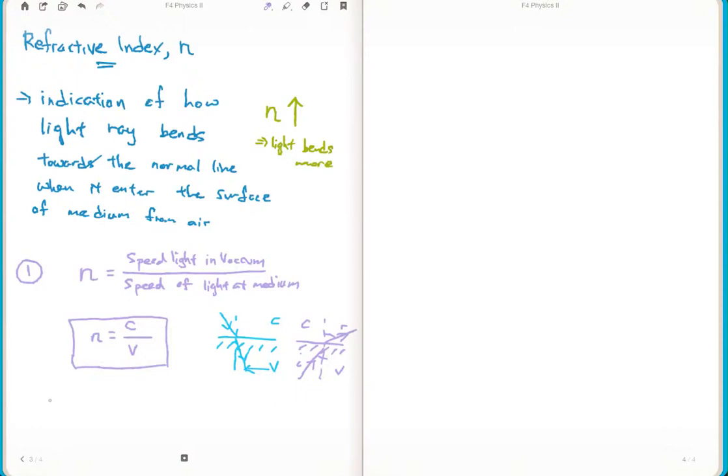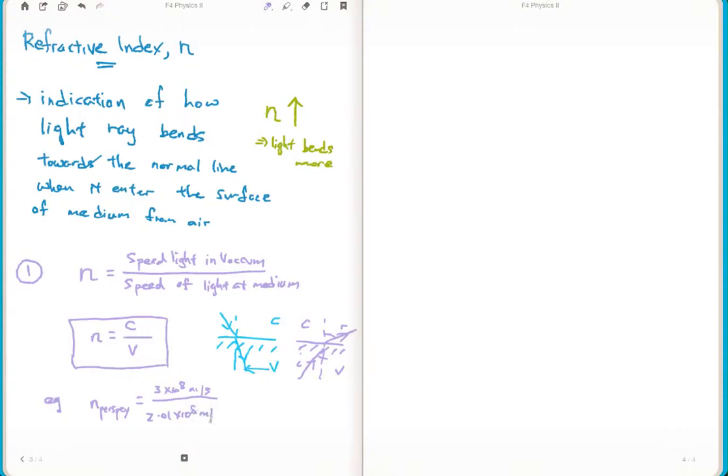For example, what is the refractive index of perspex? Perspex is like glass, but it's a plastic glass. So what we do is use the speed of light, 3 times 10 to the power 8 meters per second. It doesn't really matter where it travels. And what's the speed when the light is in the perspex? Maybe the question tells you it is 2.01 times 10 to the power 8.